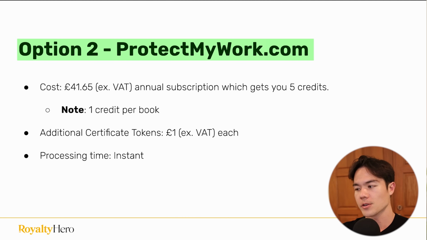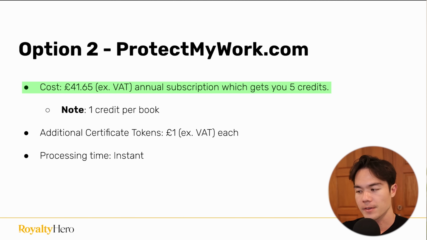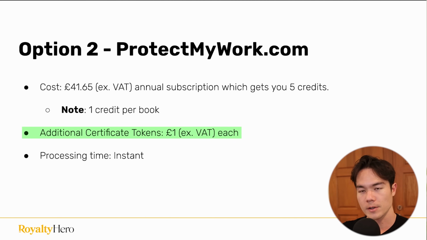Well, the good news is there's an option that's way cheaper and faster, and that is by using protectmywork.com. At the moment, it is only 41.65 British pounds, excluding VAT, for the annual subscription, meaning for the whole year it's just 41 pounds, which gets you 5 credits. And you can use 1 credit to register 1 book, meaning you can register 5 books with just an annual subscription. And if you need additional certificate tokens, then it's just 1 GBP each. So it's way, way cheaper than copyright.gov, and the processing time is instant compared to waiting 2 months for it.